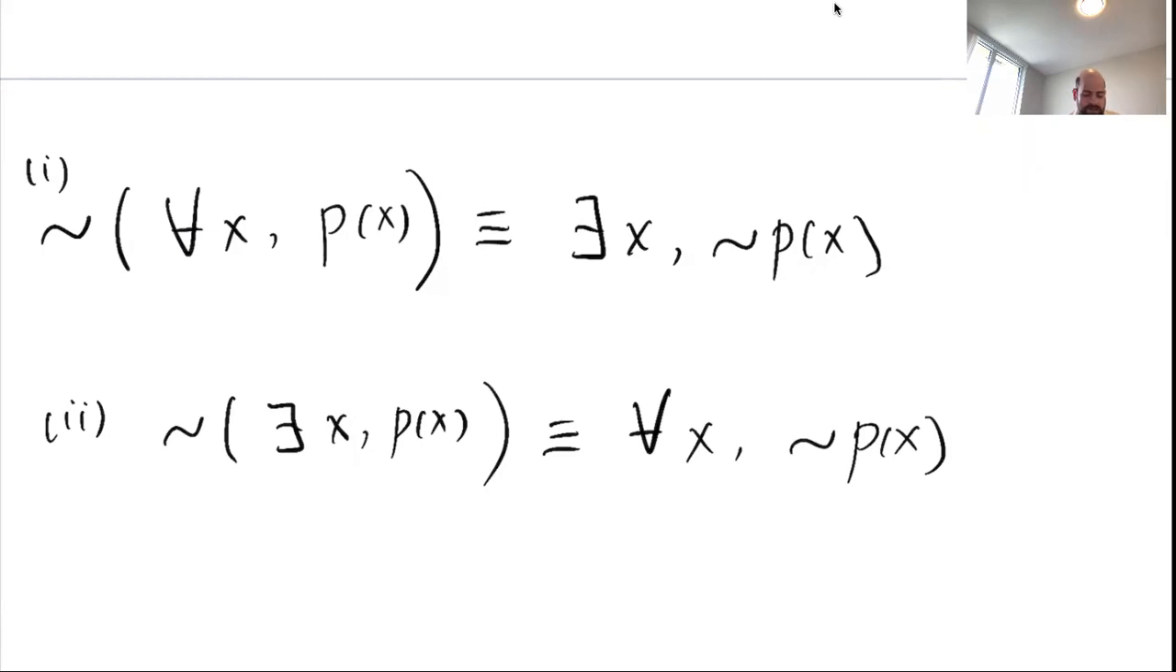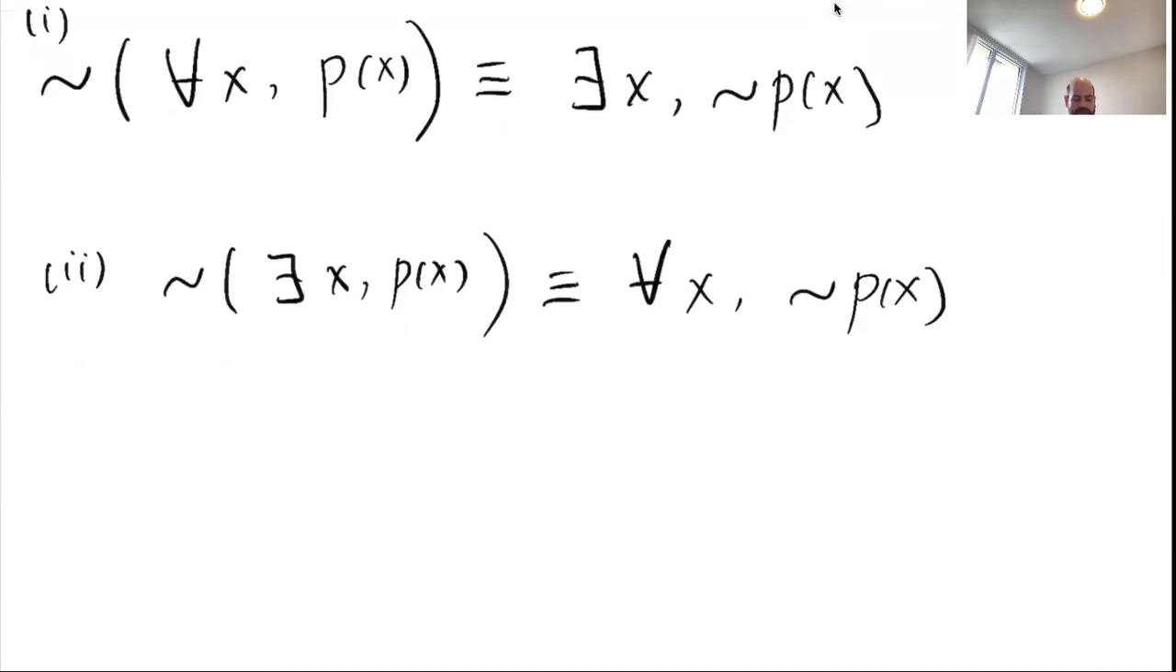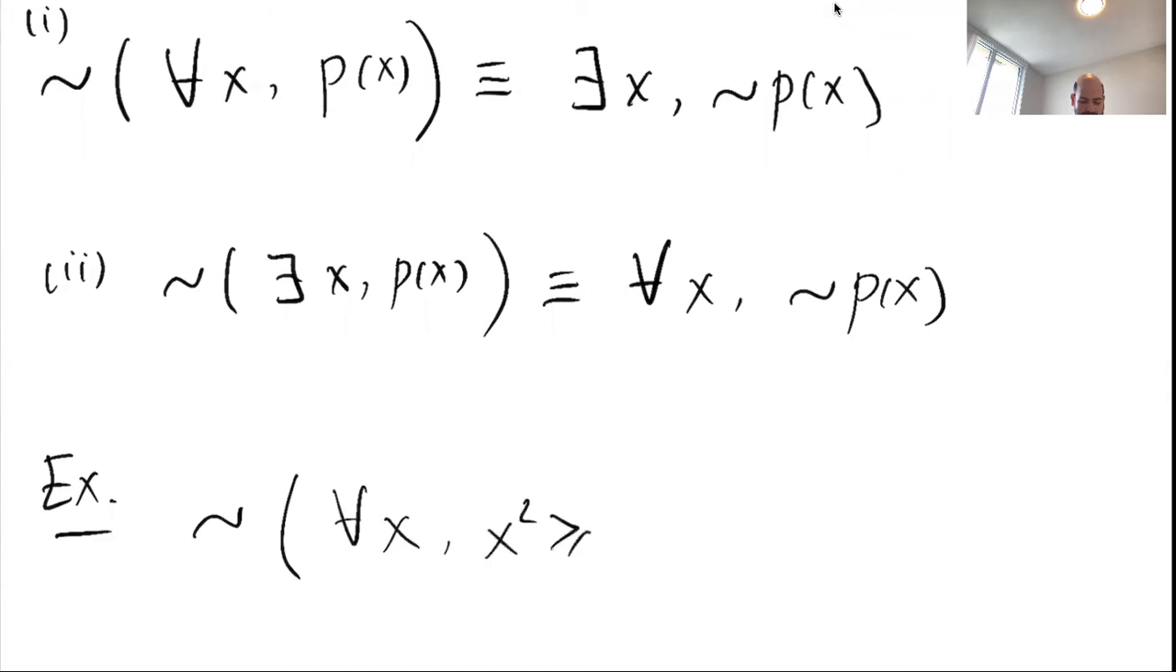Okay, so the negation of for each X, P of X is there exists X with negation P of X. The negation of there exists X with P of X is for each X, negation P of X holds. So let's look at an example. The negation of for each X, X squared is bigger than or equal to 0. What is this according to what we said? We want to use the first identity: the negation of for each X, P of X is there exists X with negation P of X.